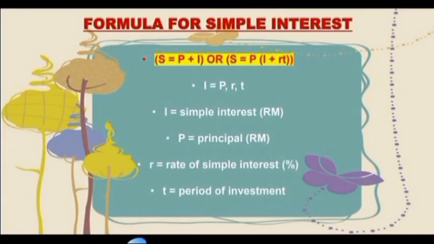Formula for simple interest. S equals P plus I, or S equals P(1 plus RT). And I equals PRT. I is the simple interest in RM, P is the principal in RM, R is the rate of simple interest as a percentage, and T is the period of investment.